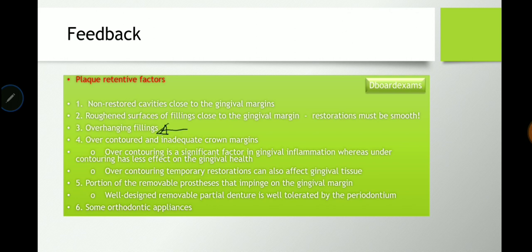make sure when you go into these exams that you know how to identify an overhang on radiographs, because a lot of questions will ask why this patient has bone loss in this area. So you have to know plaque retentive factors and you have to know overhang, and what to do with overhangs, of course. Also over-contoured, inadequate crown margins. Over-contouring is a significant factor in gingival inflammation, whereas under-contouring has less effect on gingival health.